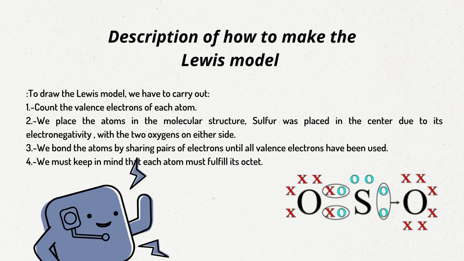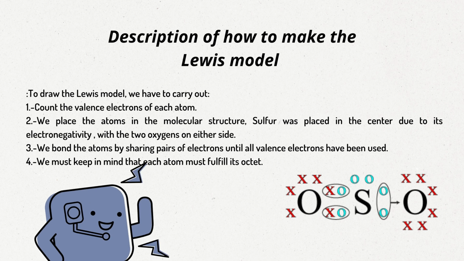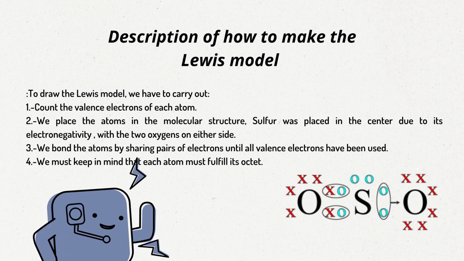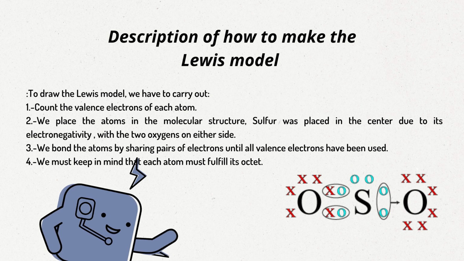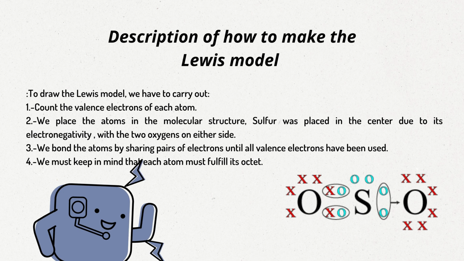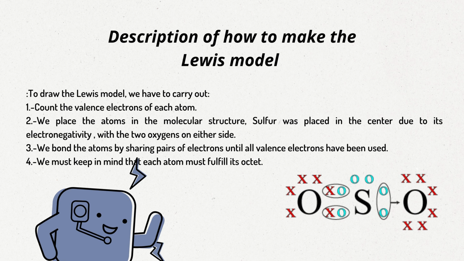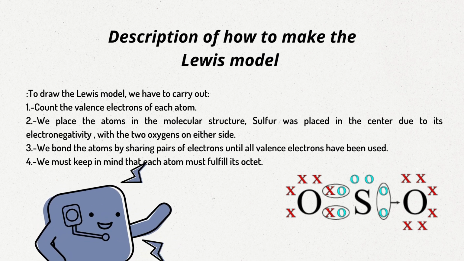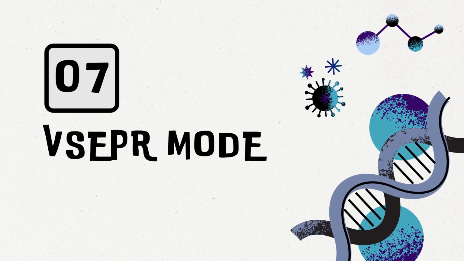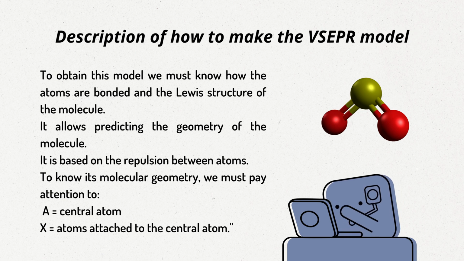2. Place the atoms in the molecular structure. The sulfur atom is placed in the center, as it is the least electronegative atom, and the oxygen atoms are placed at the extremes. 3. Bond the atoms by sharing pairs of electrons until all valence electrons are used. 4. Keep in mind that each atom must fulfill its octet. The very simple model of sulfur dioxide is obtained by placing sulfur in the center and positioning one oxygen atom to the left and another to the right.